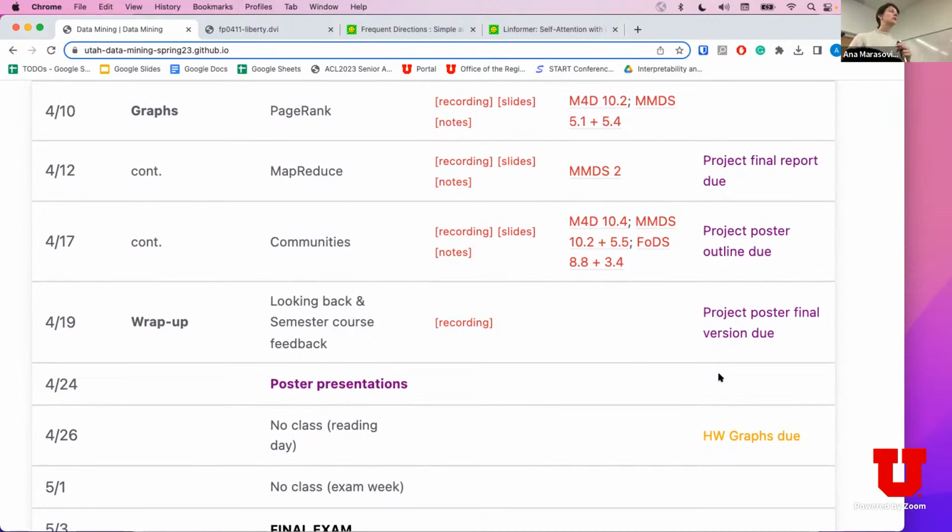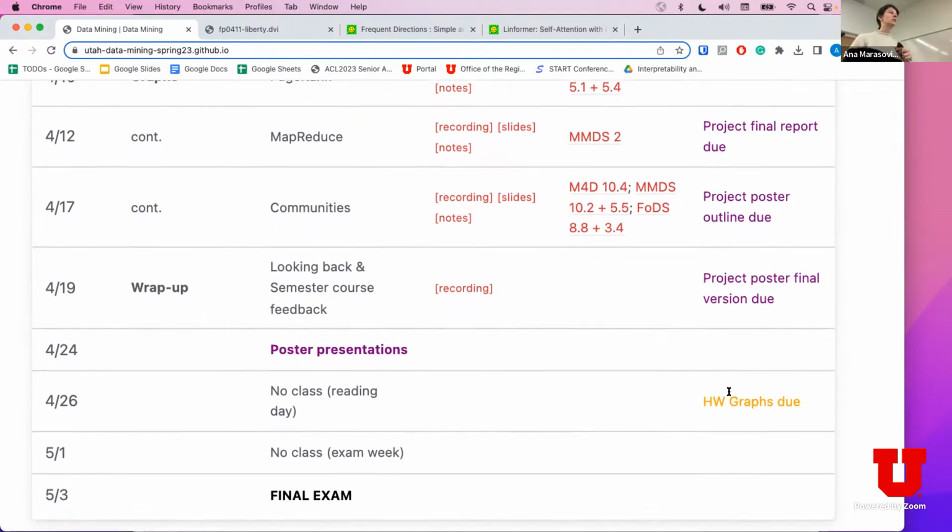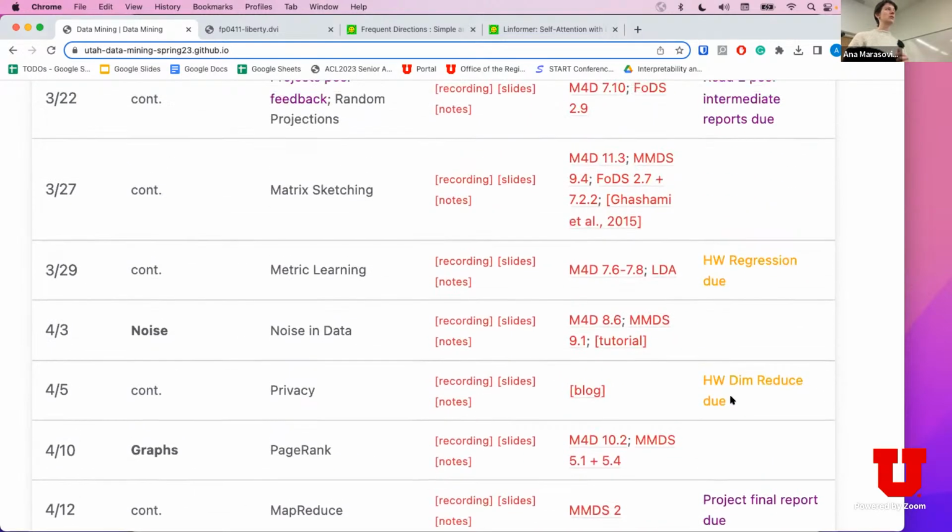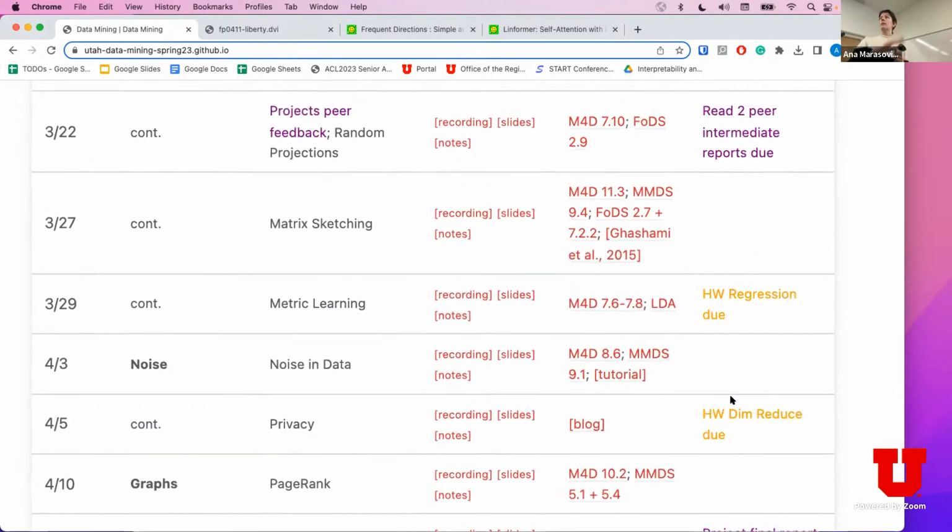Then the final homework is going to be during that final week of the lectures, and it's going to be on graphs. Any questions in terms of the upcoming deadlines?